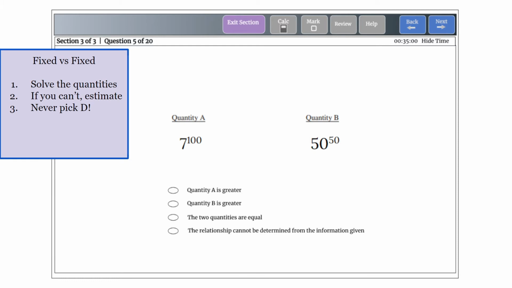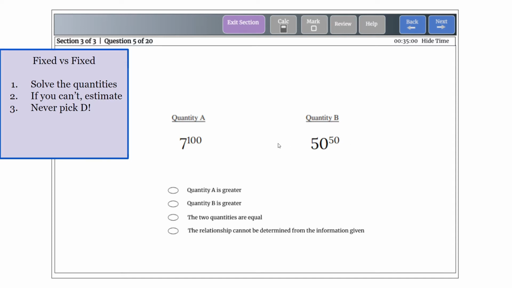Let's take a look at another question like this. So go ahead and try to solve this, and if you are using a handheld calculator, do not just punch these values in. Keep in mind the GRE calculator is not going to be able to give you any kind of meaningful answer with these quantities. So in a case like this, we can't really solve the quantities. There's no easy way to evaluate 7 to the 100th power as whatever it would be. Likewise with 50 to the 50th.